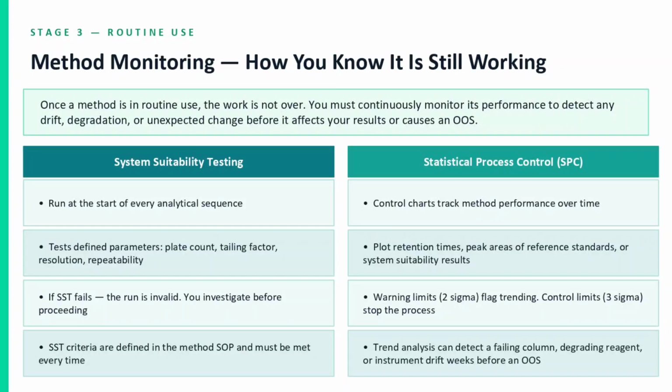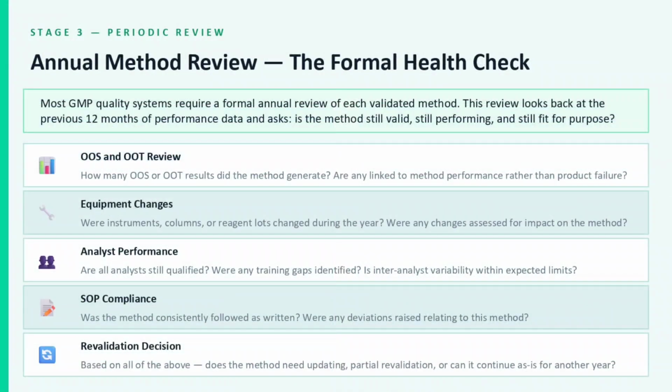The power of SPC is that you can detect a failing column, a degrading reagent, or an instrument calibration drift weeks before it causes an OOS result. That is the difference between reactive quality and proactive quality. Also within Stage 3, there is an important formal activity.